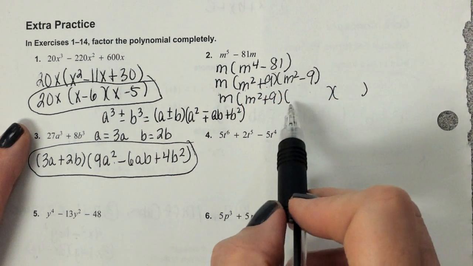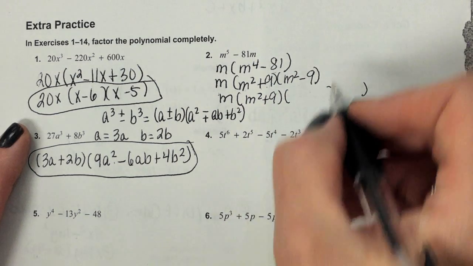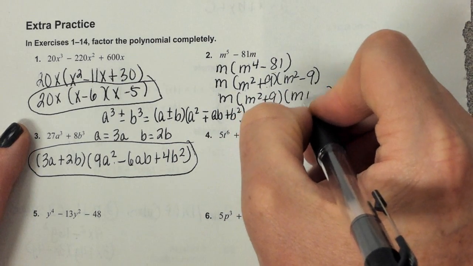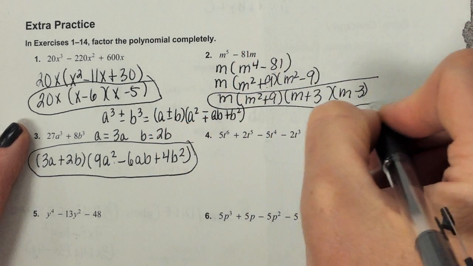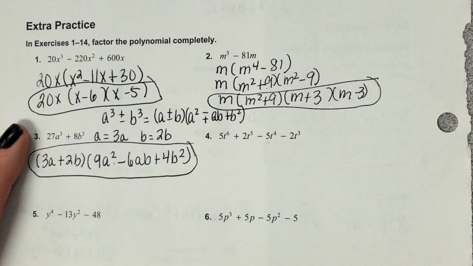And Ty, how does that one go? M plus 3 and M minus 3. Good. And now we're finished because nothing can be broken down any further. Got it?